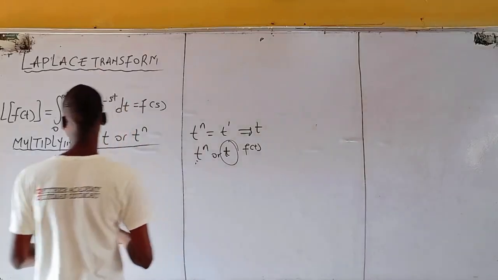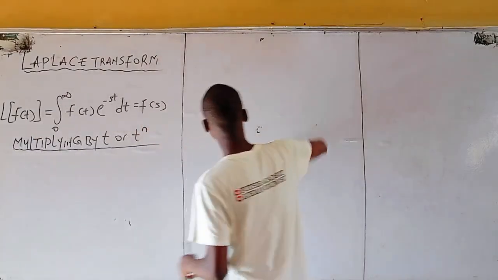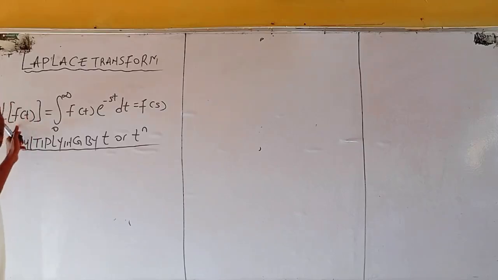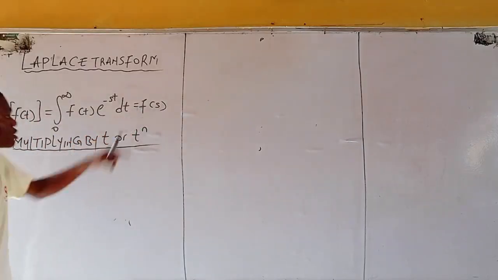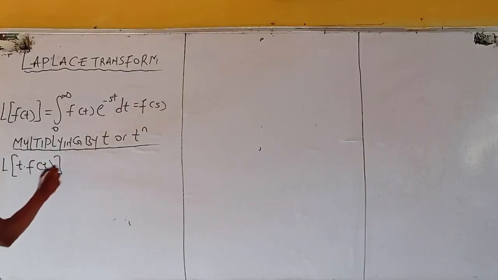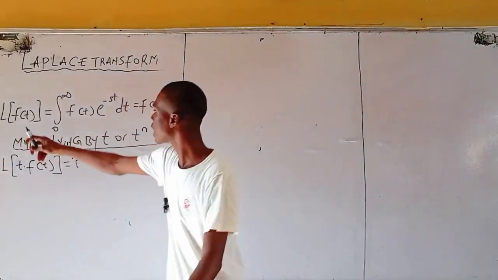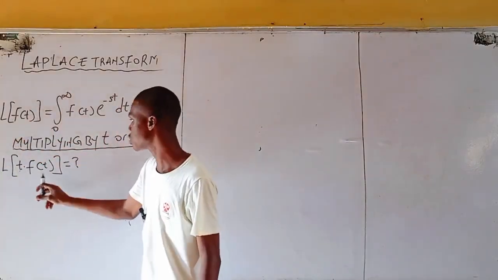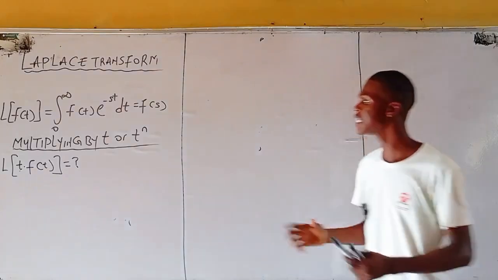Now what we are saying is that for this particular theorem, if the Laplace transform of f of t is equal to this, the question is, what is the Laplace transform of t multiplying f of t? Are you getting me? If this is the Laplace transform of f of t, then what is the Laplace transform of t multiplying f of t? The idea is very simple.